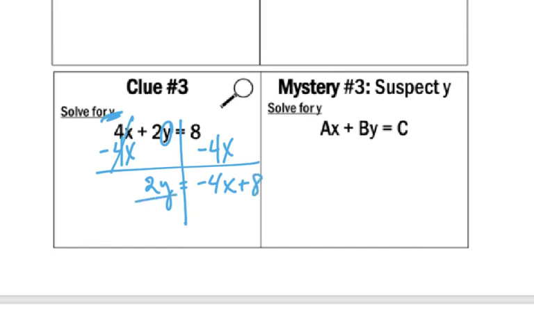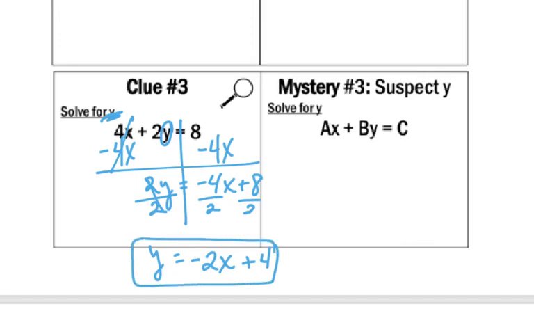Get y by itself by dividing everything by 2. So y equals negative 4 over 2 is a negative 2 with an x. 8 divided by 2 is a positive 4. We move the x, and then we divide the number in front. So we're doing the same thing. We're solving for y.